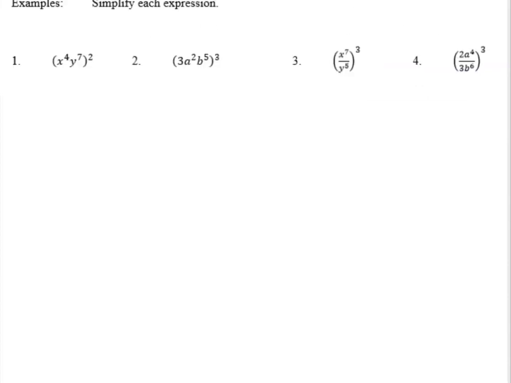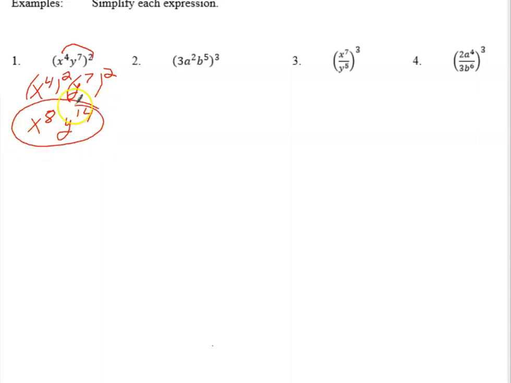All right, so as I look here, I have x to the fourth and y to the seventh. What happens is it's going to give each one of these terms the second power. So it's going to be x to the fourth squared, and y to the seventh squared. In this situation, I multiply 4 times 2 to get x to the 8th, and 7 times 2 to get y to the 14th as our final answer.